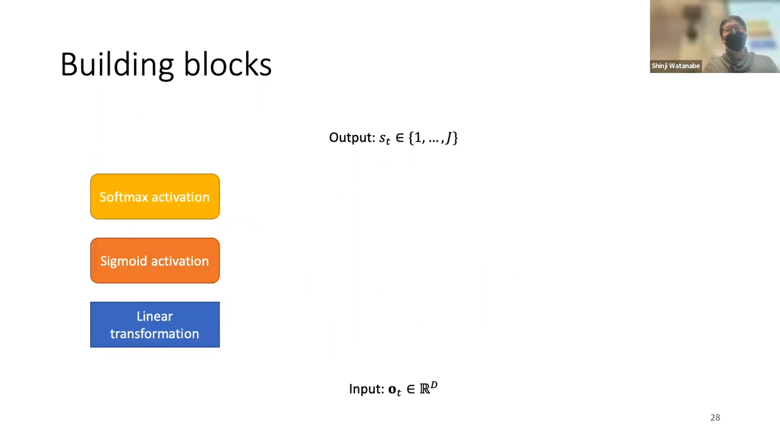Okay, now we actually have a building block. So linear transformation I explained, sigmoid activation I explained, softmax activation I explained, input and output and so on. And then we can actually repeat or insert this kind of function, activation function or transformation, and then form the neural network. So it's actually quite flexible, I'd say. But it's flexible, which means that we also need to consider a lot of configurations.